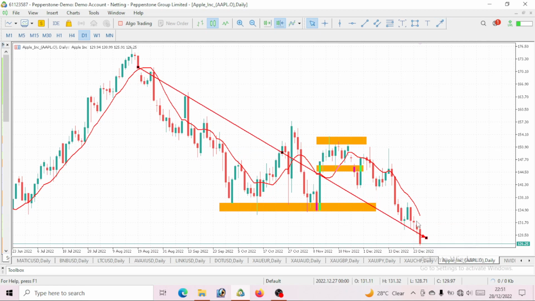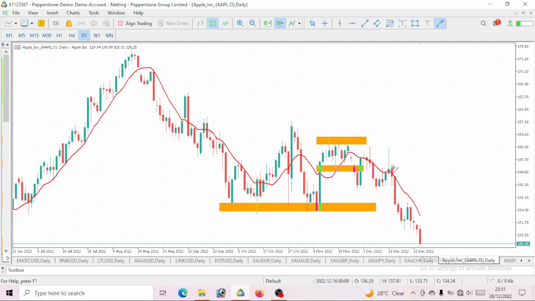That is one. We can also see it's trading below the 10 period moving average. You all know that once your price is trading below your 10 period moving average, then definitely that is a sell movement. You should go ahead and sell. So this is what we are having on this Apple stock. Price is trading below the 10 period moving average.